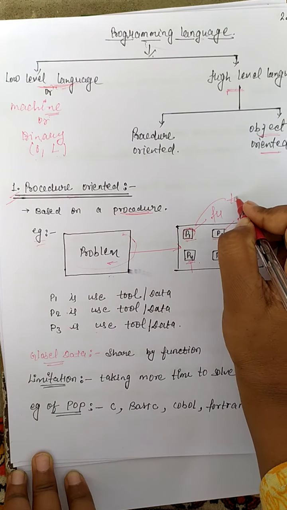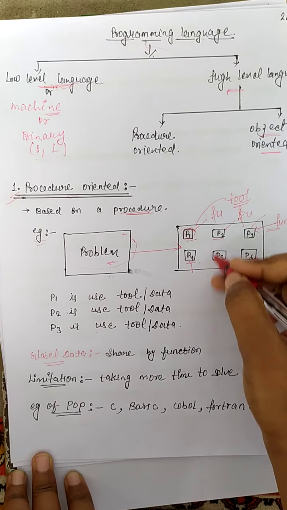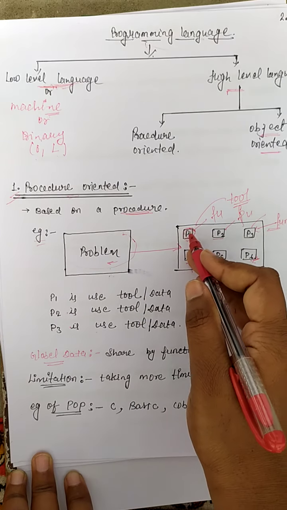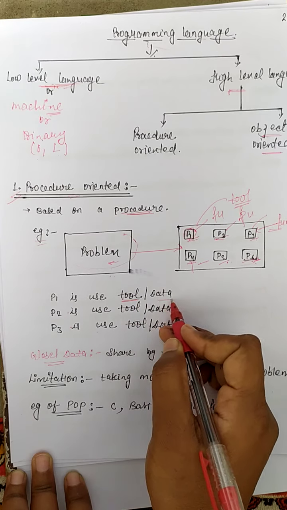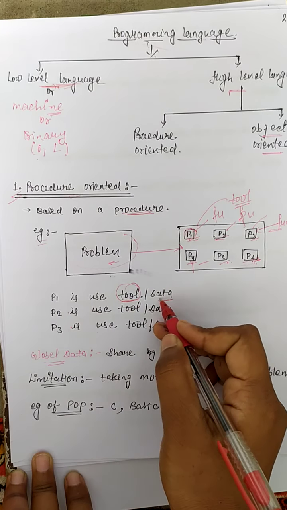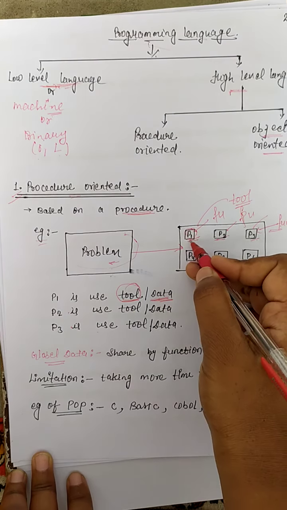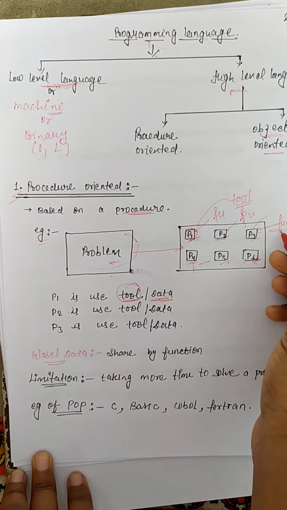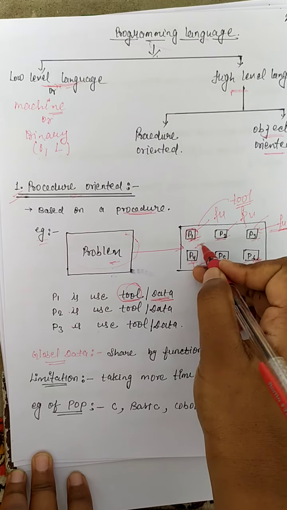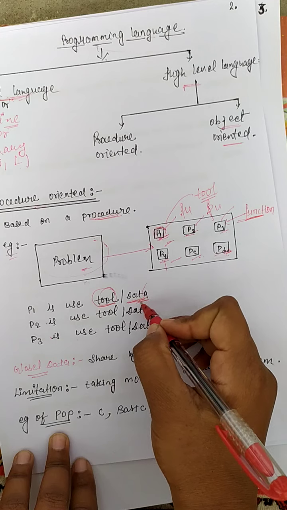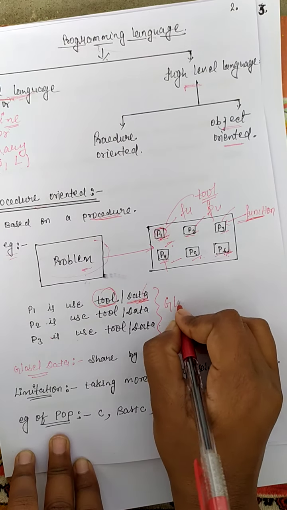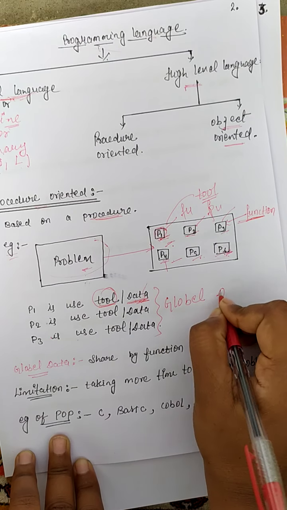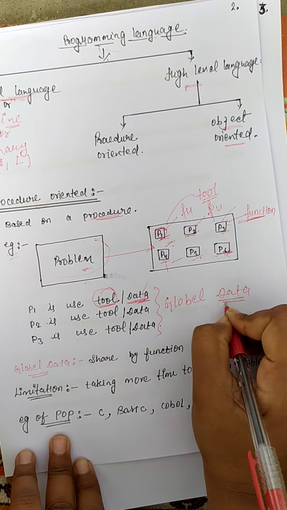All of them use a tool to solve this problem. This tool is called data. That means problem P1 or function P1 uses the data to solve a problem. This data is called global data.